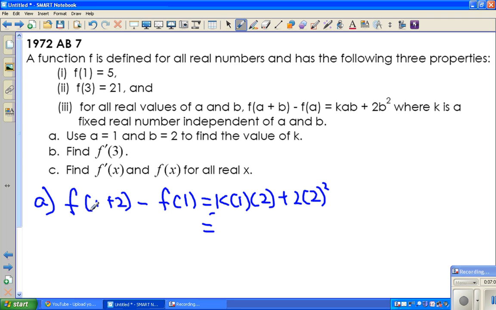Then let us look at the left side. This becomes f of 3, which must be 21, minus f of 1, which is 5. How about here? This becomes simply 2k, and here plus 8. Now we get to realize 2k must be equal to 16 minus 8, which gives 8, so k is equal to 4.